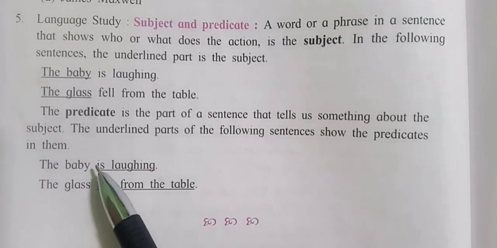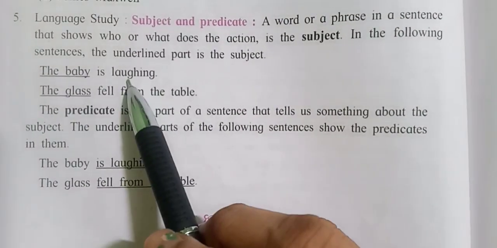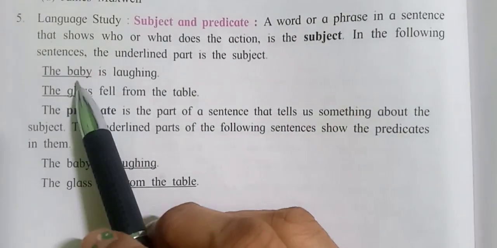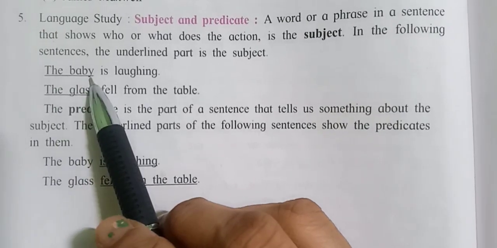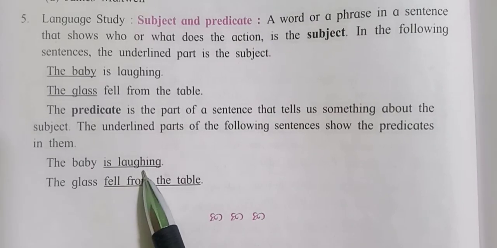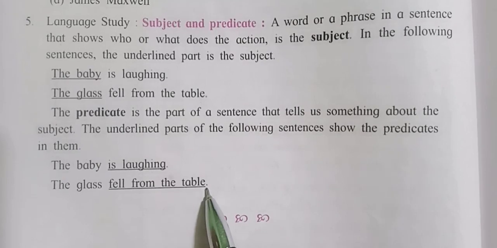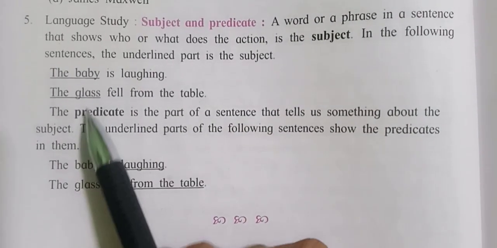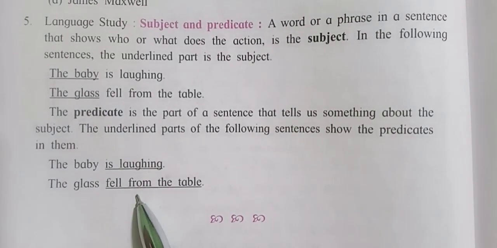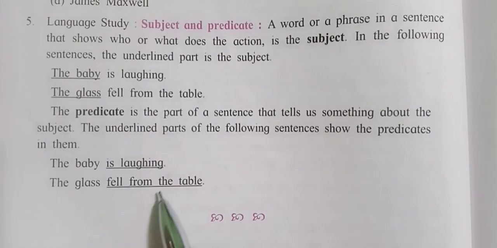Now see the first sentence here. The baby is laughing. The same sentence is repeated here, the only difference is that we have found our subject, the baby, and the remaining will be our predicate. The next sentence is the glass fell from the table. The glass we have already identified as the subject, and the remaining sentence which tells us about the subject is our predicate.